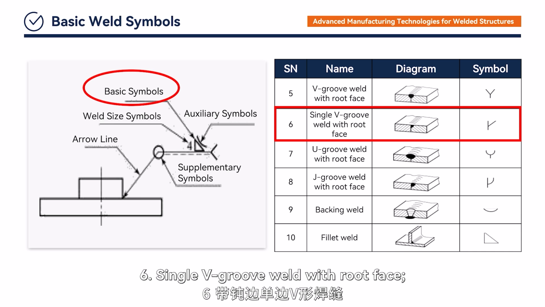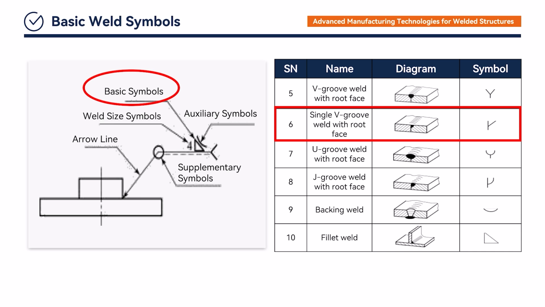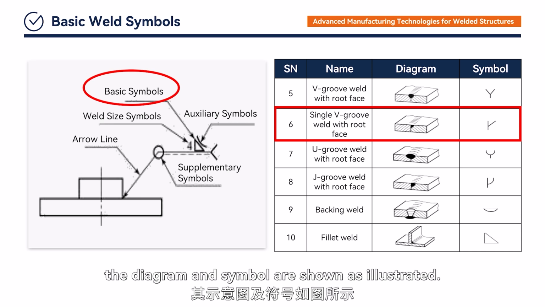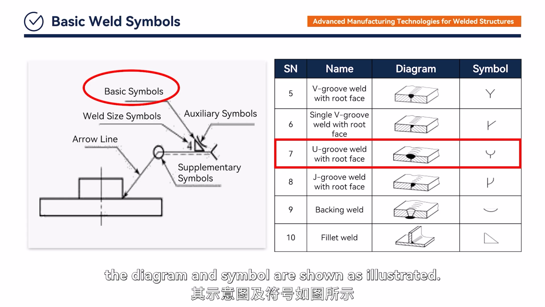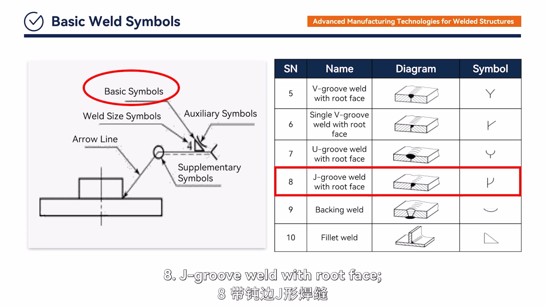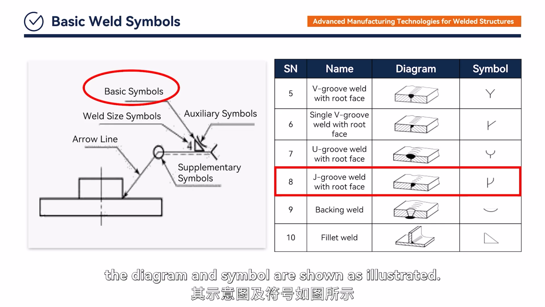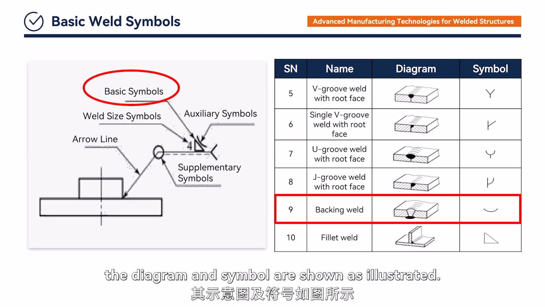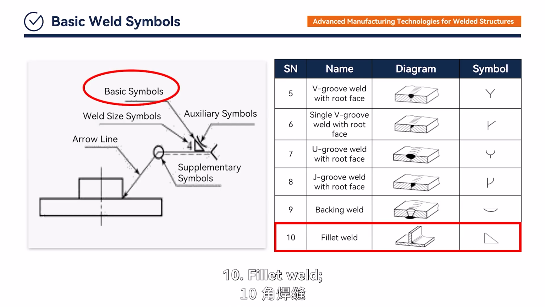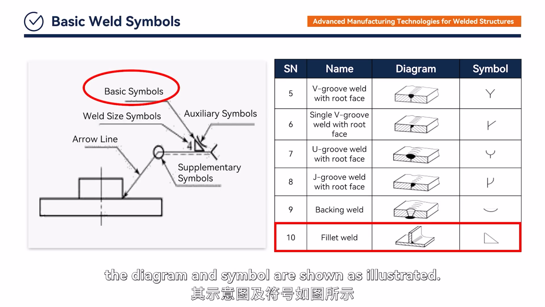6. Single V-groove weld with root face. The diagram and symbol are shown as illustrated. 7. U-groove weld with root face. The diagram and symbol are shown as illustrated. 8. J-groove weld with root face. The diagram and symbol are shown as illustrated. 9. Backing weld. The diagram and symbol are shown as illustrated. 10. Fillet weld. The diagram and symbol are shown as illustrated.